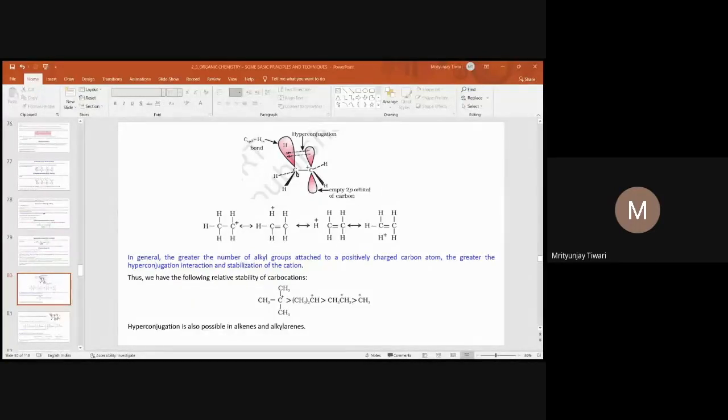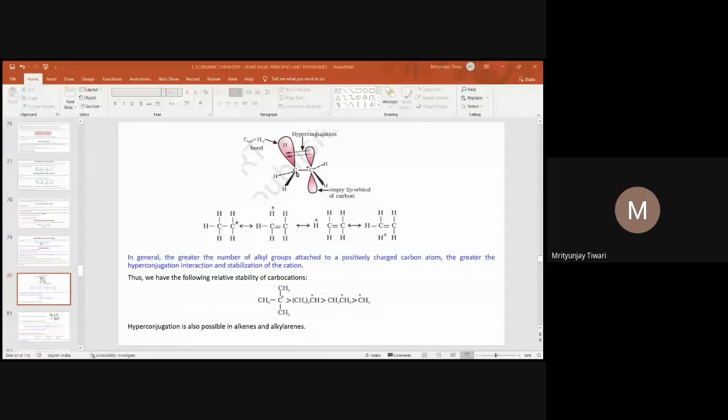Now let us look into the elimination reaction. As you can see, the elimination reaction is the opposite of the addition reaction. In addition, two groups get added to an unsaturated center, and in elimination, two groups will depart. They can depart from the same carbon atom or from adjacent carbon atoms.